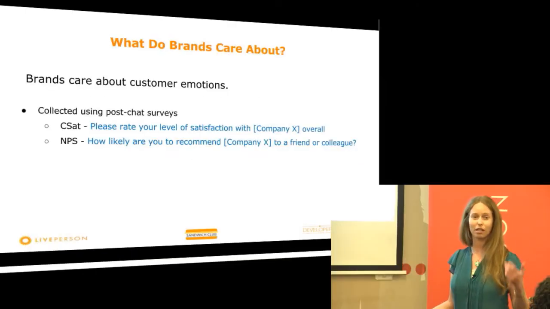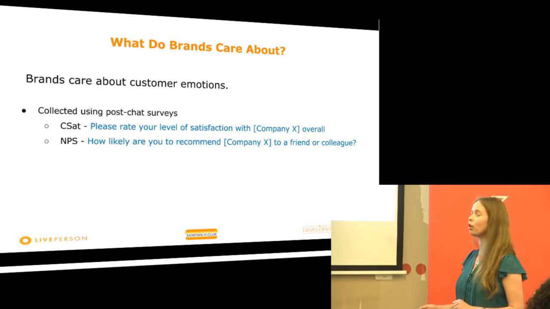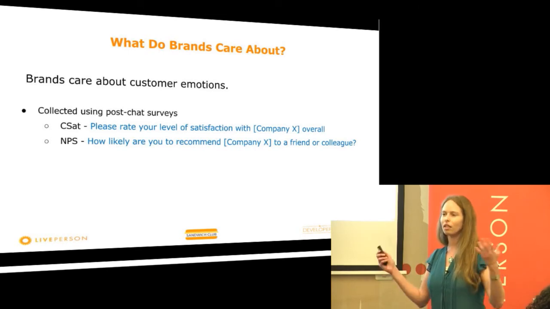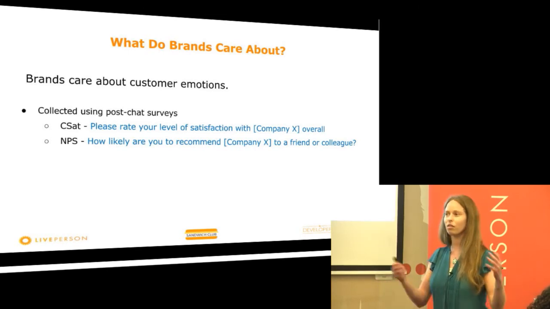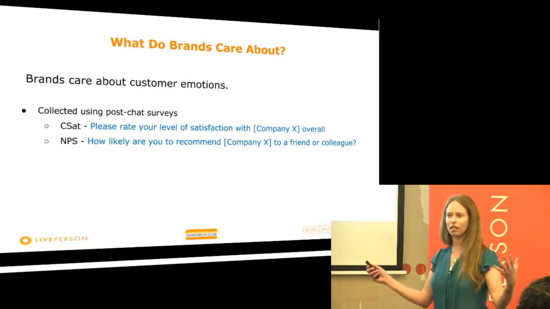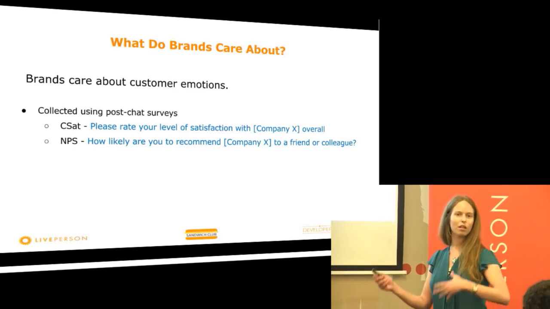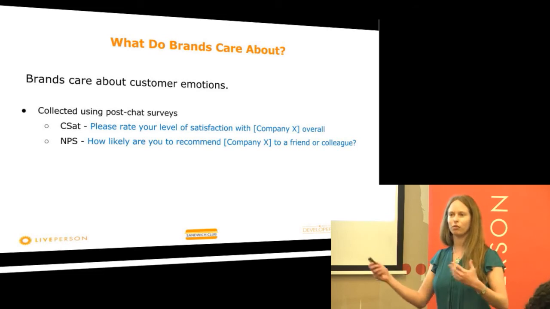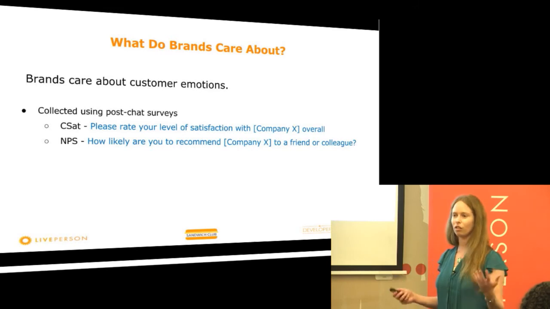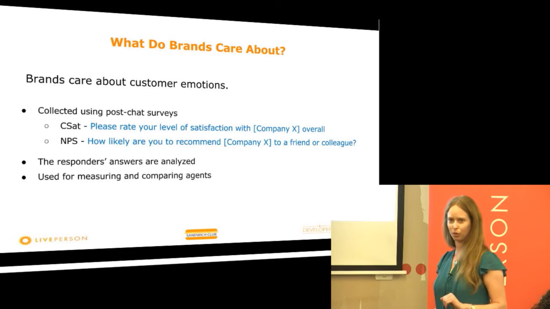Another popular question is Net Promoter Score, NPS: how likely are you to recommend the brand? These are the questions that appear in this survey, and the visitor can decide whether to answer them or not. Then the brand collects all the answers of the responders and performs some analysis. For example, it can decide to take some actions, like improving a website. It also uses it to rank the agents and compare between them. So this is what our customers are currently doing.